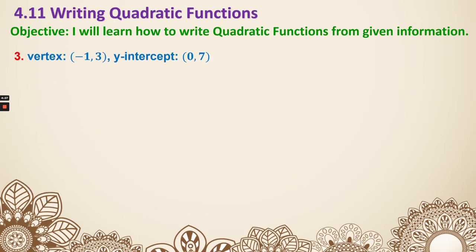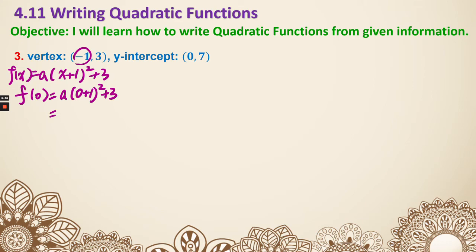Next, number 3. It's already given in vertex form, so I'm going to write it as vertex form. f of x equals a times, that is minus 1, so I need to do plus 1 squared plus 3. And the y-intercept basically is just another point. So I'm going to plug in 0. And that's going to give me a times 0 plus 1 squared plus 3, which is a times 1 squared plus 3, which is a plus 3, which is 7. After solving, my a is going to be 4. So I have f of x equals 4 times x plus 1 squared plus 3.